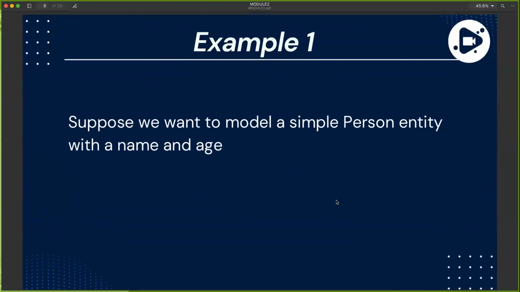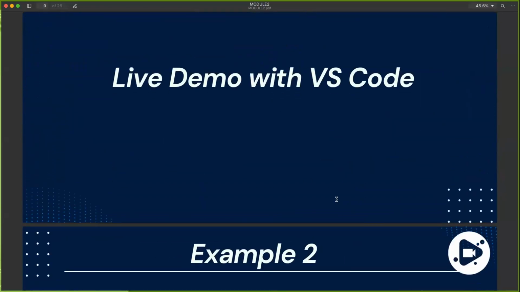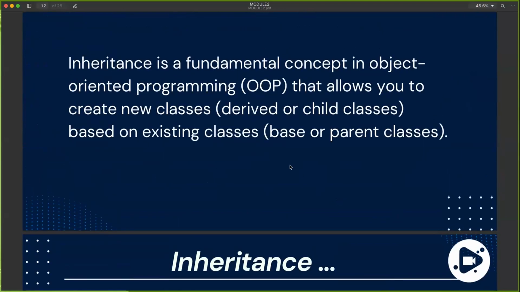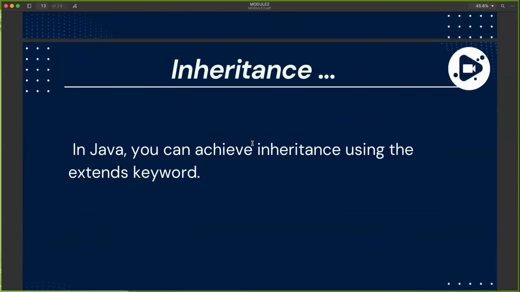We looked at an example of modeling a person's entity of name, which we did. Then we also looked at inheritance, which is a concept in object-oriented programming that allows you to create new classes, derived classes or child classes, based on the existing classes, the base or the parent classes. Then we also looked at this last bit, which is also in Java. We look at inheritance to get some of the common keywords.